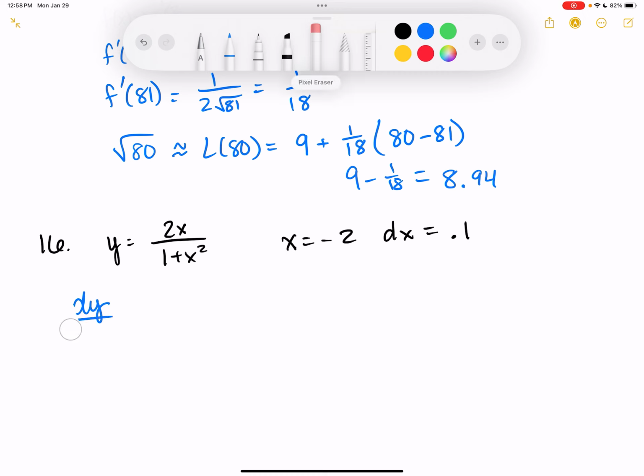So we're going to have dy equals, we're going to take the derivative, and then when we're done, we're going to write a nice dx on the end of it. Okay, dx now goes on that side.